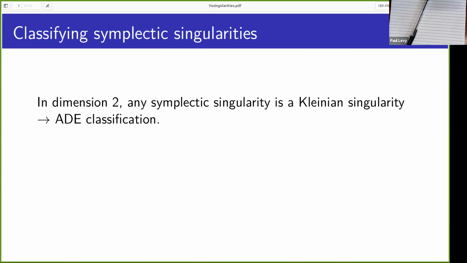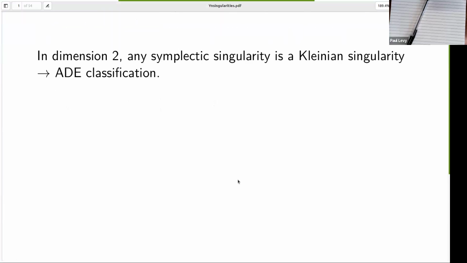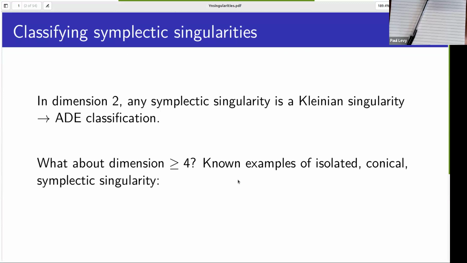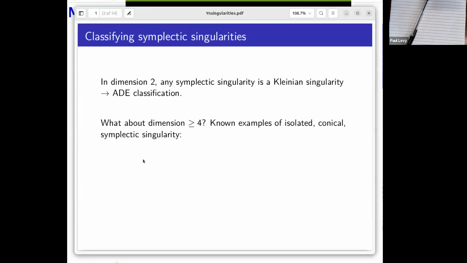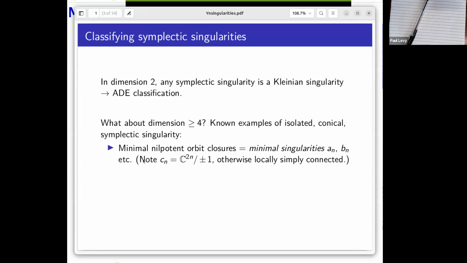So there's no classification in general of symplectic singularities. In dimension 2, there is. It's the ADE classification, Du Val. So the dimension 2 case is extremely well understood. And so the question is, what about dimension 4? What about dimension greater than 4? Well, you have the minimal nilpotent orbit closures.